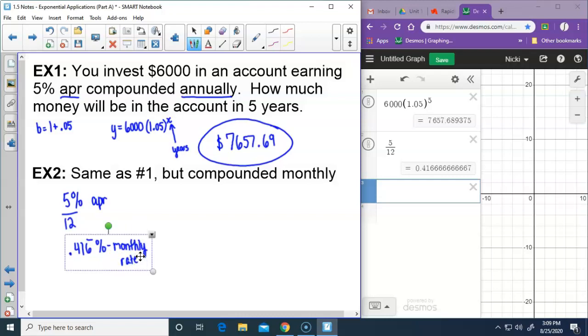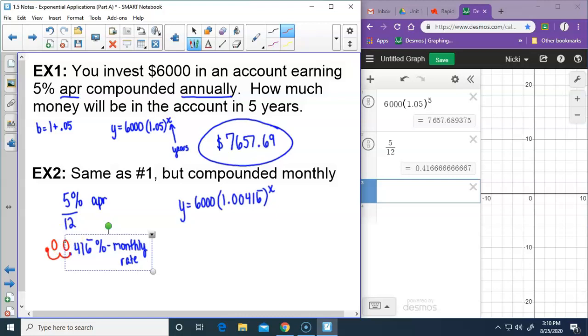Okay, so instead of using 1.05 like we did on the last problem, our equation is going to look like this: 6,000 times 1.00416 repeating to the x power. And so here, remember, it's a little bit confusing sometimes when your rate is already a decimal, but you still got to move it 2 places to turn it to a decimal and put those zeros in there.